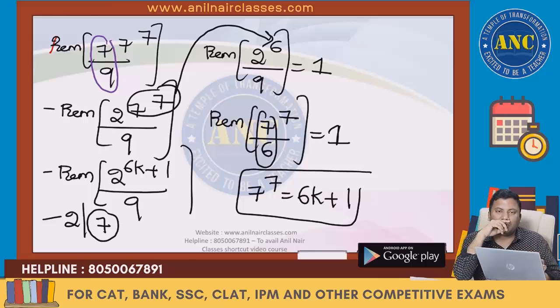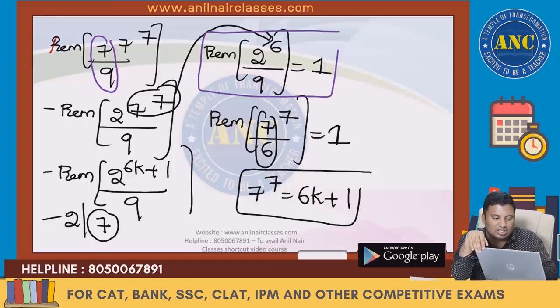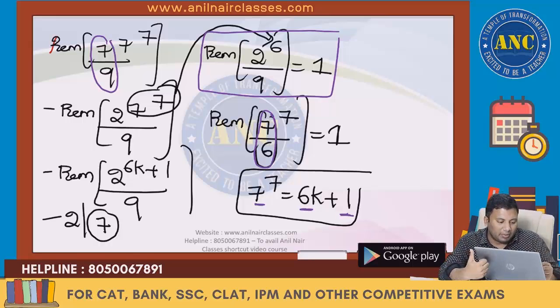Which power of 2 when divided by 9 will give you 1? 2 power 6 divided by 9 is 1. Divide the power with this power. 7 power 7 divided by 6. 6 ones are 6. Positive remainder is 1. Dividend is divisor into quotient plus remainder. So it is remainder of 2 power 6k plus 1 divided by 9.